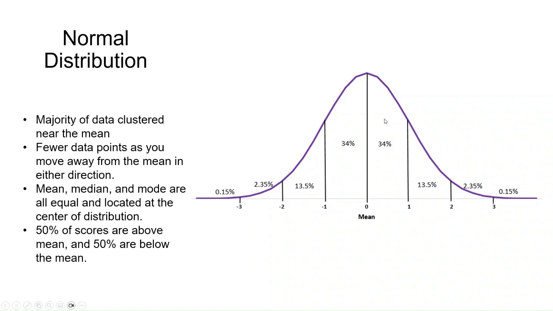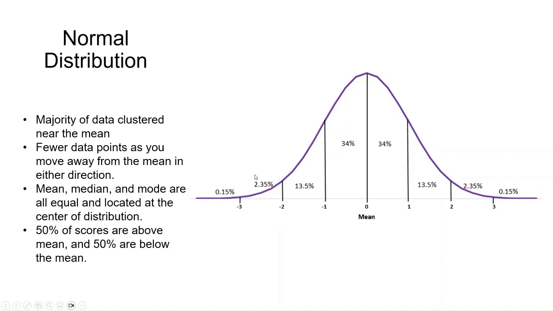In a normal distribution, most data points cluster near the mean, showing a strong central tendency. As you move farther from the mean, either to the left or right, fewer data points appear, creating that classic symmetrical bell-shaped curve. Because of this symmetry, the mean, median, and mode are all equal and located right in the center of the distribution, right? Also, exactly 50% of the data points fall above the mean and 50% fall below it.